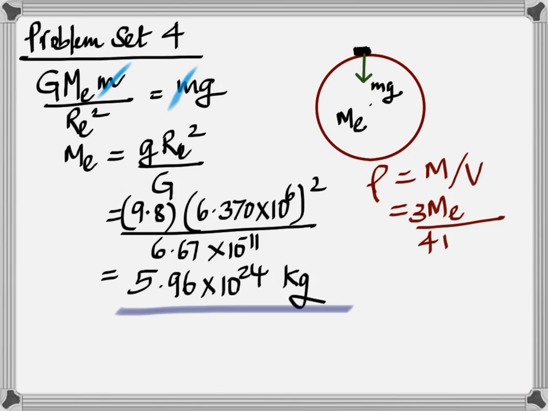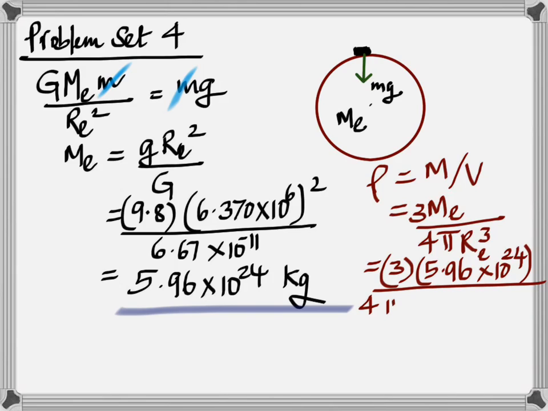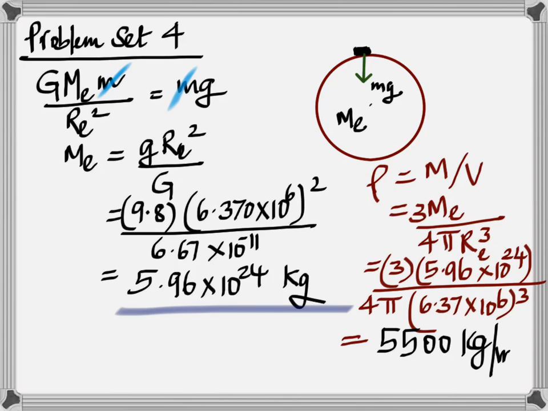The volume of a sphere is 4 by 3 pi r cubed. The 3 transfers to the top, and plug in the numbers. You get the answer as approximately, because I've not calculated, it should be about 5,500 kilogram per meter cube. That's the approximate answer.